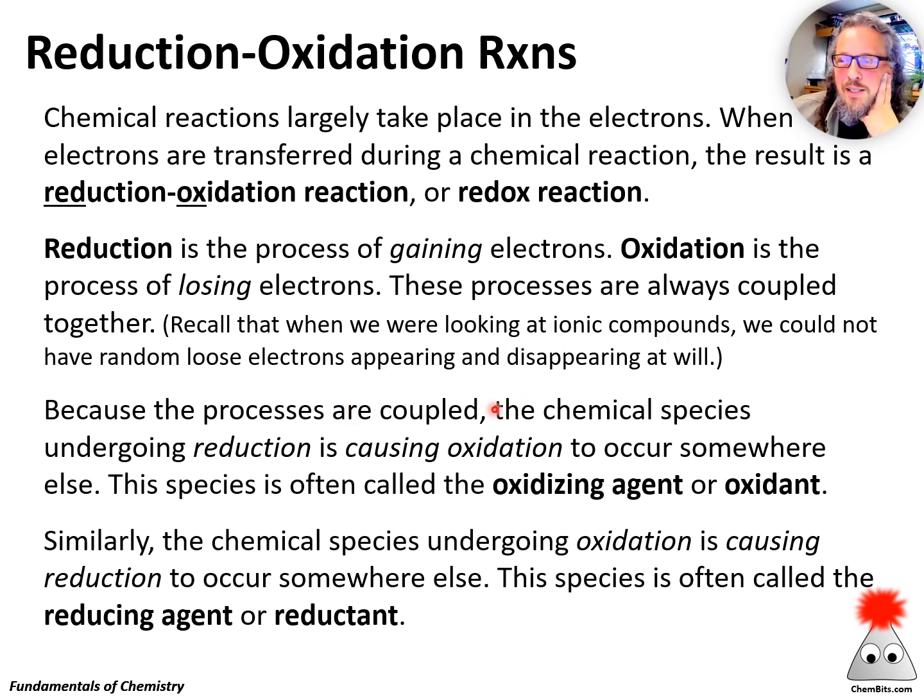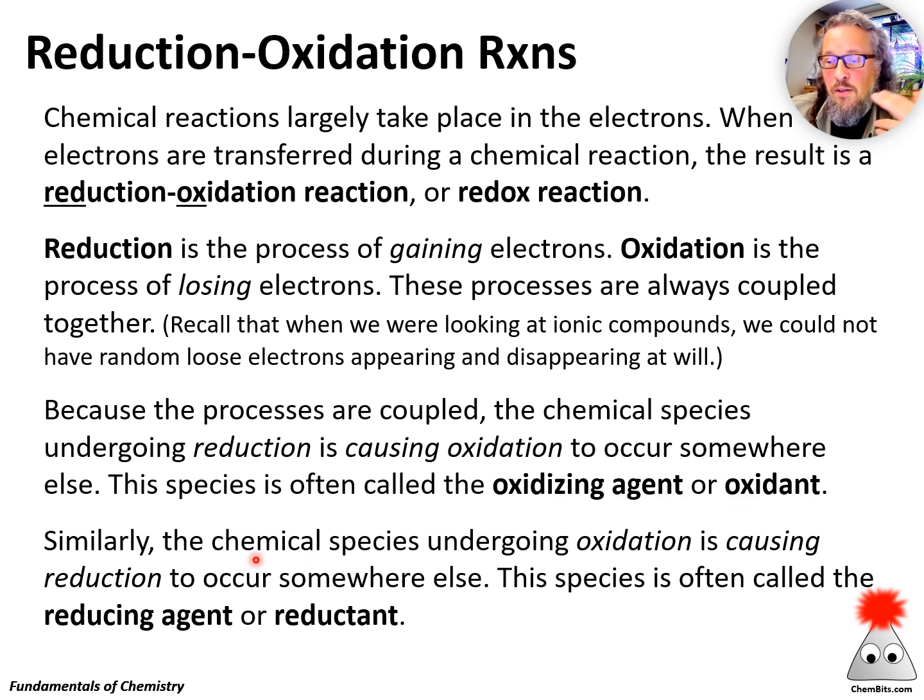So when we think about that process, and this is kind of a twist when we start thinking about terminology: the chemical species that is undergoing reduction, so reduction is gaining electrons, is causing oxidation to occur somewhere else. So by being reduced, it's causing oxidation. And because of that, we often refer to that chemical species as the oxidizing agent or the oxidant, because it's being reduced, which is causing oxidation to happen somewhere else.